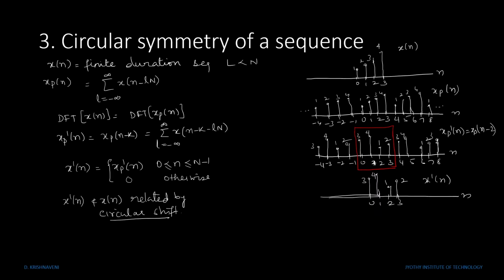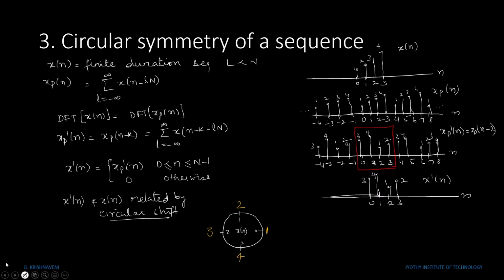Now how are x of n and x dash of n related to each other? I told you they are related by circular shift. So the circular shift, we actually represent the sequence in a circle. So let us take the original sequence x of n. This is position 0. Only 4 samples are there. So position 1, position 2, position 3. And the samples are 1, 2, 3 and 4.